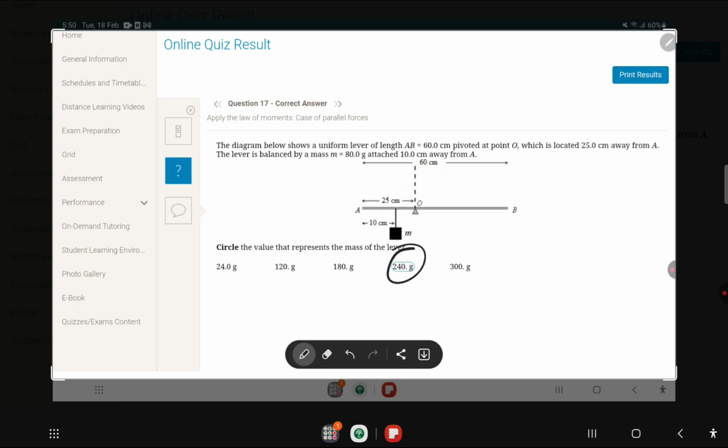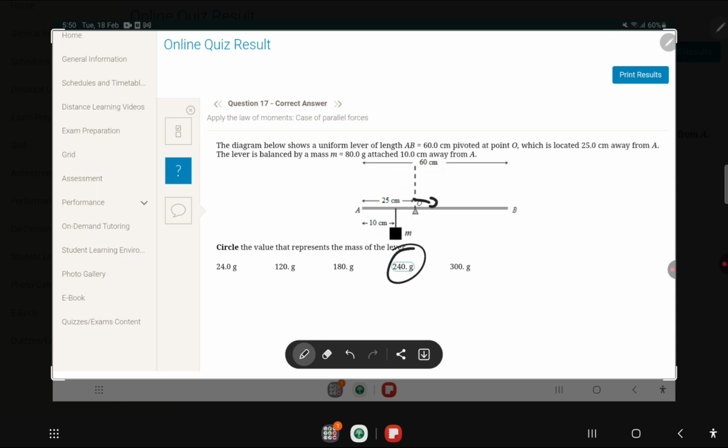Here, when you calculate, you have to calculate how far the pivot is from the center. Here we can see the pivot is 5 centimeters from the center, because from A to the pivot is 25, so from O to the center is 5 more, because from A to B is 60. 60 minus 25 is going to be 35. It's 5 away. The center is 30. Okay.